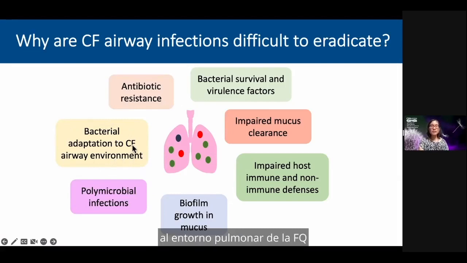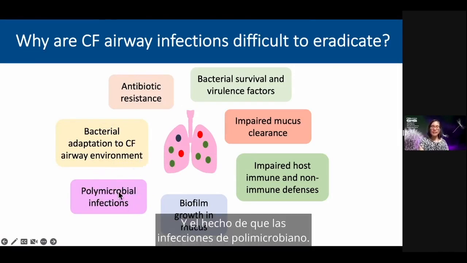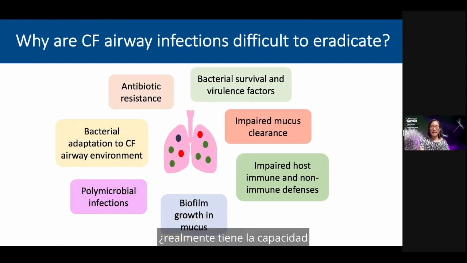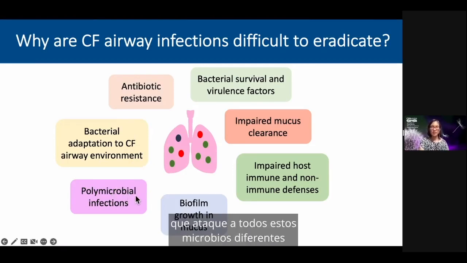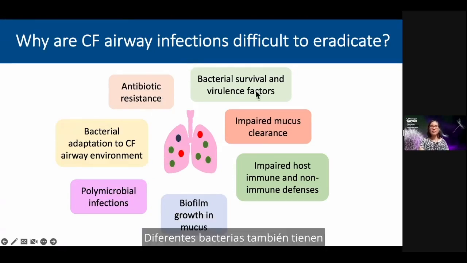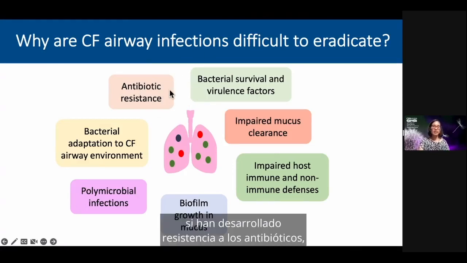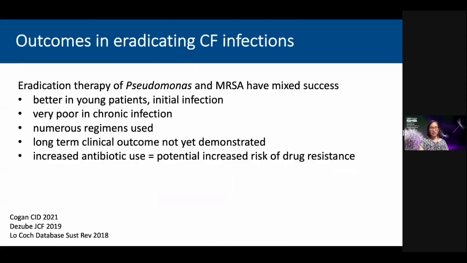Bacteria also adapt to the CF lung environment in ways in which they're better at surviving all sorts of insults. And the infections are polymicrobial. So if you have lots of different microbes, do you really have the ability to find just the right antibiotic that will target all of these different microbes, if we knew exactly which ones cause the damage? Different bacteria also have different types of factors that cause more damage to the lung environment. And finally, if they've developed antibiotic resistance, then antibiotics may not work as well as they should.